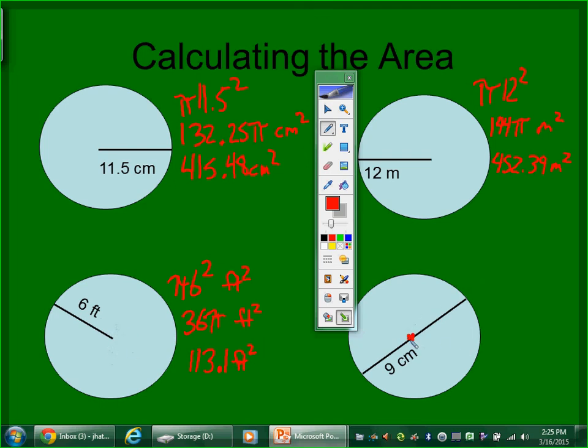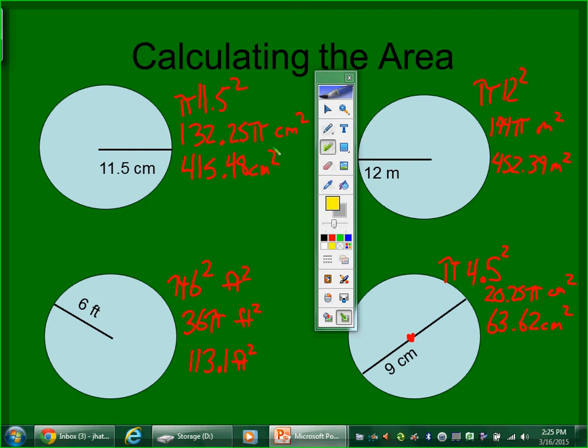In this case, I'm actually given the diameter, which means before I can calculate area, I must find what the radius would be. And if it's 9 all the way across, it must be 4.5 for the radius. So pi times my radius squared would give me 63.62 centimeters squared. Or if I do 4.5 squared and leave this in terms of an exact answer, it would be 20.25 pi centimeters squared.